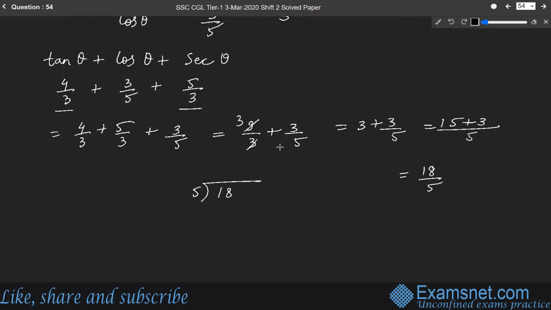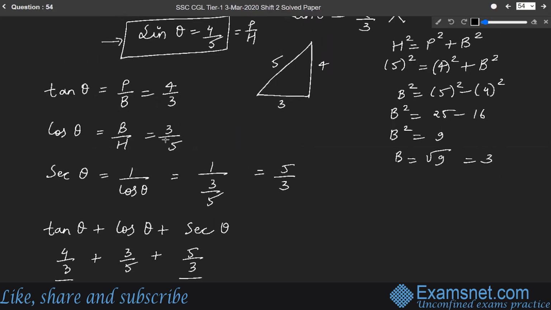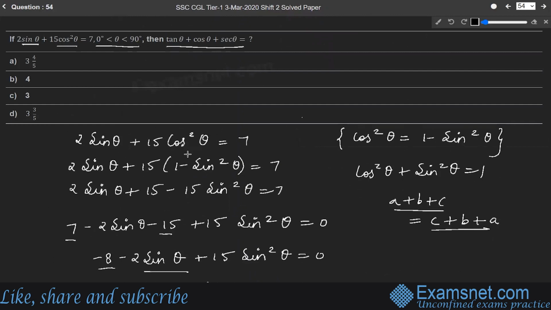18 divided by 5. 5 into 3 gives 15, right? What will be the remainder? 3. So firstly, we write the quotient, which is 3. Then we write the remainder 3 divided by 5. Okay. So 3 by 5 is the correct value for the given expression here. And hence the correct option for this question will be option D, which is 3 by 5. I hope the question is clear to you. In this question, we have used so many basic concepts related to trigonometry.